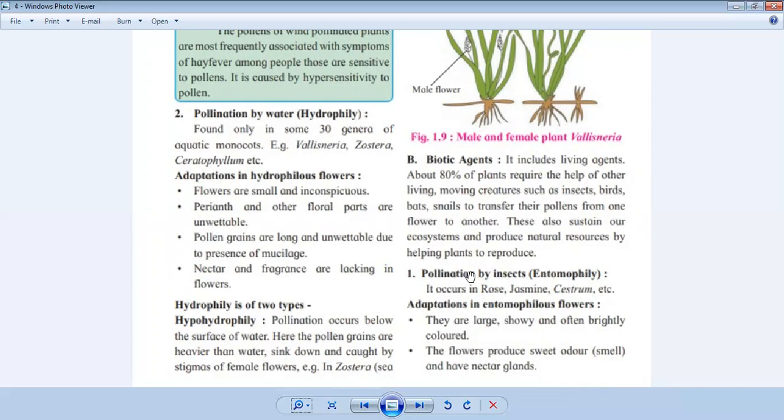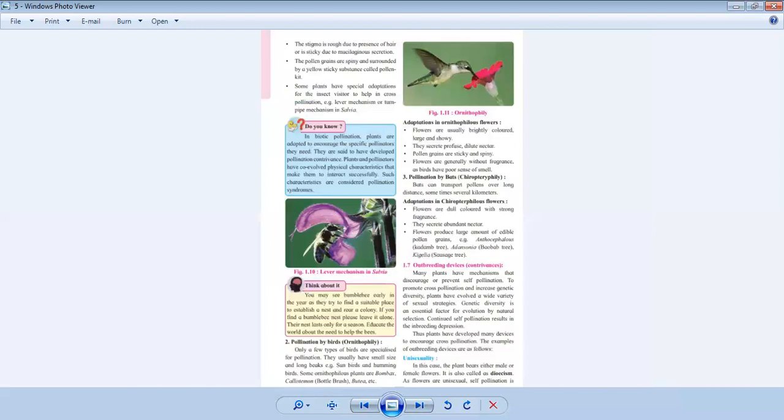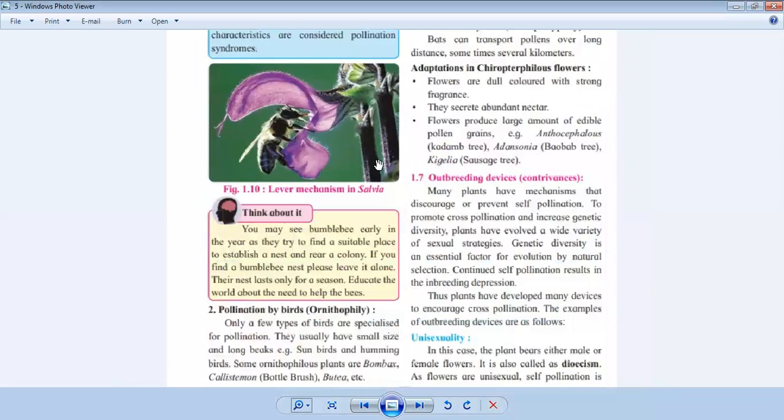So the first one, that is pollination by insects, is called entomophily, which has some adaptations. Examples of entomophily are rose, jasmine, Sesbania, etc. Then the pollination by birds. This pollination by birds is called ornithophily, and it has specific examples again. Some of the ornithophilous plants are Bombax ceiba, then Callistemon, which is commonly called bottle brush, and Butea monosperma, that is the flame of the forest.